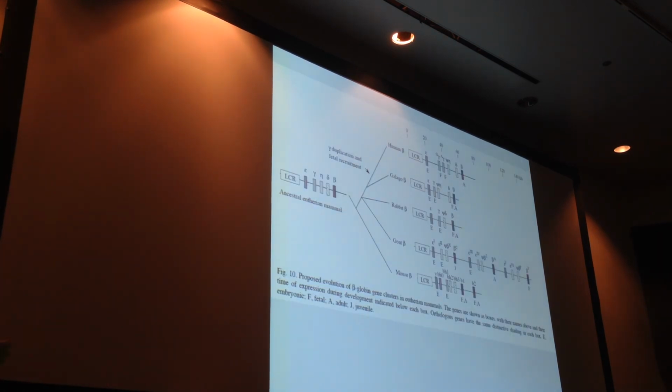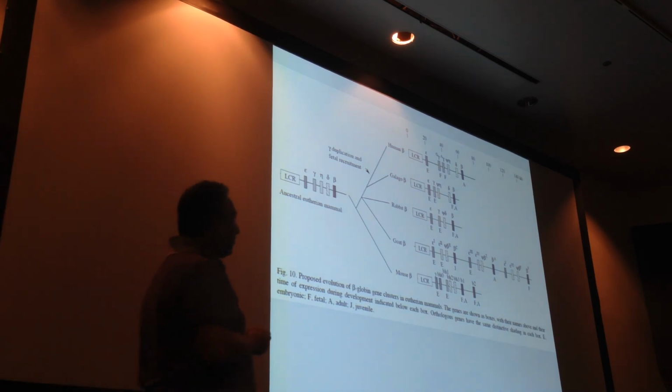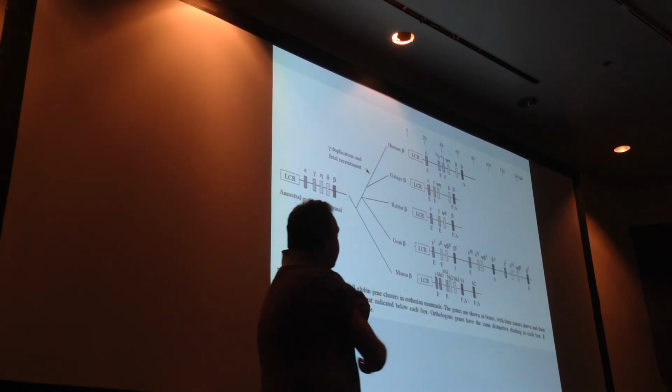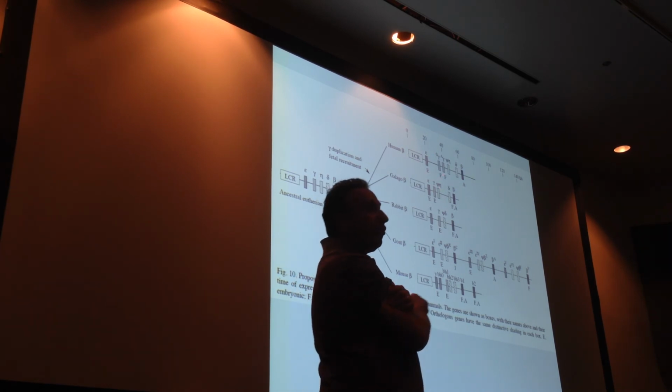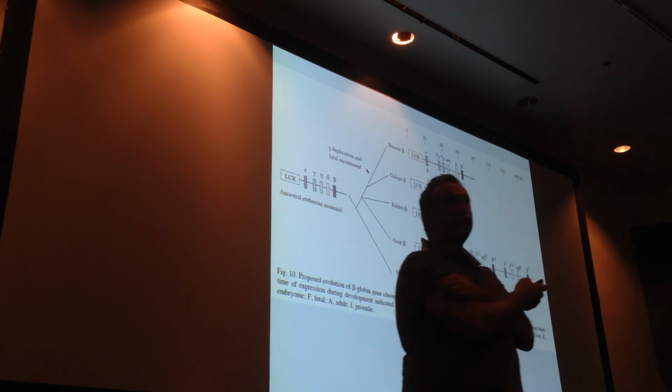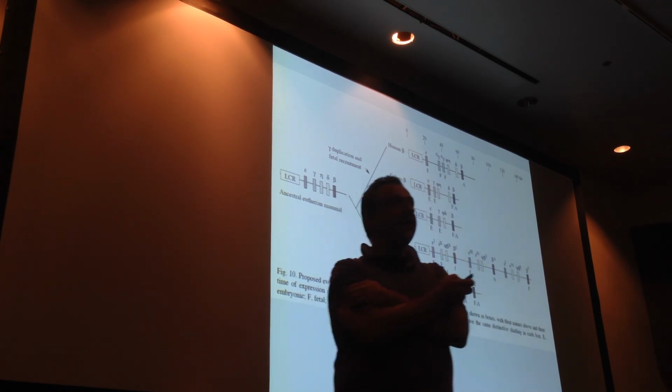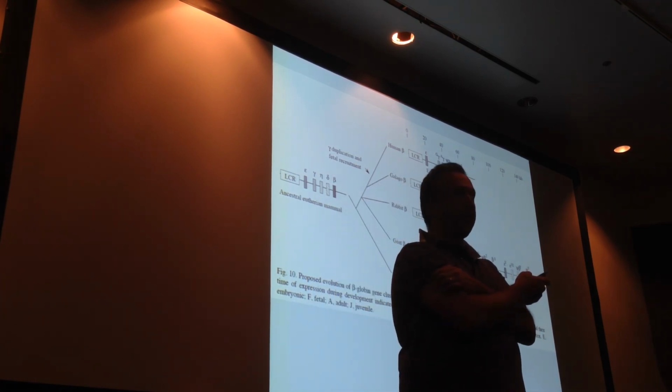And you can look at the study of the globin cluster in terrific detail. And what you find is that, let's just look at the human one particularly. E stands for embryonic, F stands for fetal, and A stands for adult. You have several different forms of globin, each with their own capacity to bind oxygen.